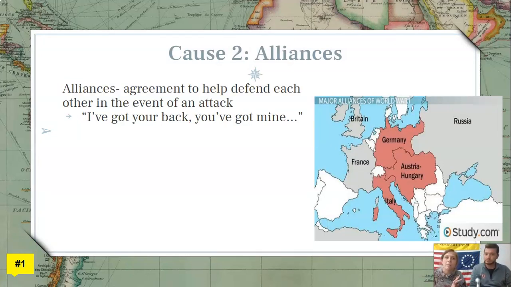So the A in Maine is alliances. And an alliance is just an agreement, right, to help each other. So Mr. Shaw and I are friends, right? So if Miss Womack comes and attacks me, Mr. Shaw's going to have my back and attack her. That's an alliance. Okay? We see alliances popping up all over Europe. We're going to talk more about this next.